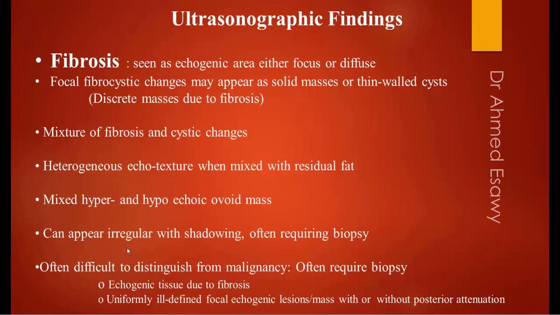So, fibrocystic change may present as diffuse change or focal. Focal change is sometimes difficult to differentiate from malignancy and requires biopsy. Focal change may be echogenic due to fibrosis or hypo- or isoechoic, mass-like, and can appear irregular with shadowing, which is classified as BI-RADS 4. This requires biopsy.